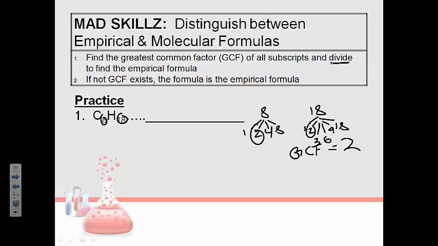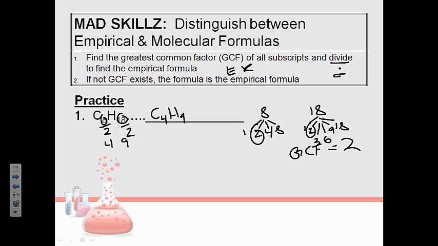Okay? And we are going to divide. We are going to divide to find the empirical formula, or the reduced formula. Remember, empirical is ER, reduced. So we find C8 and H18. We're going to divide each one by the greatest common factor, which is 2. 8 divided by 2 gives me 4. 18 divided by 2 gives me 9. Replace that reduced. Now it is C4H9.